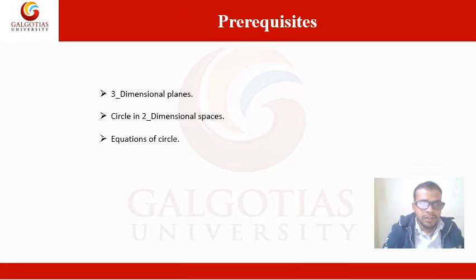To understand this topic of sphere, we must know some very important things so that we may get all the mathematical expressions and equations in a very efficient way. So we must understand about three-dimensional planes, circles in two-dimensional shapes, and the equation of a circle also. These are very basic things that you must know to understand the topic in three-dimensional shapes called sphere.